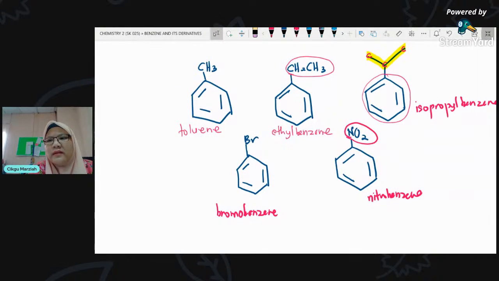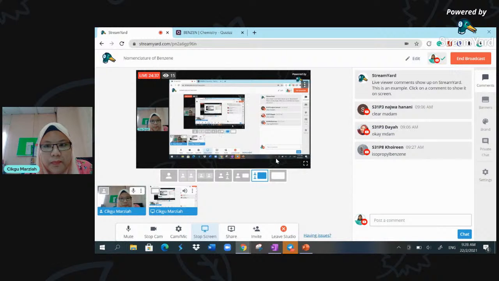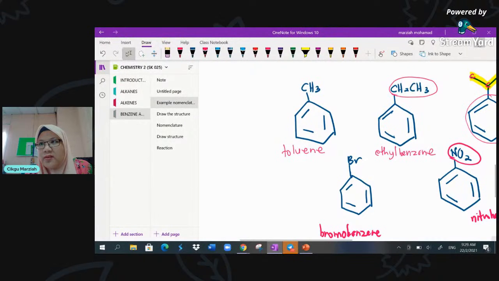Kenapa macam tak clear saya punya ni? Saya kalau cari kan tak jumpa pula.